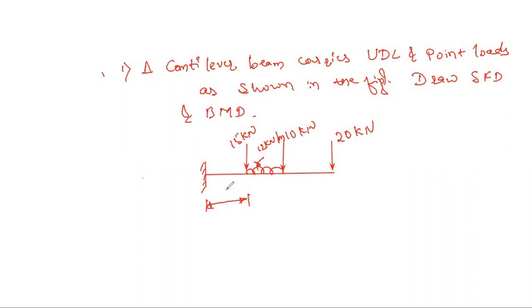This is fixed at this end, and the distance from here to here is 1 meter. From here to here it is 2 meter, and from here to here it is 1 meter. Note down this problem. We'll solve the problem. First we'll solve bending moment, then we'll go for the shear force, because we need to understand the concept of how we can draw the bending moment over here.